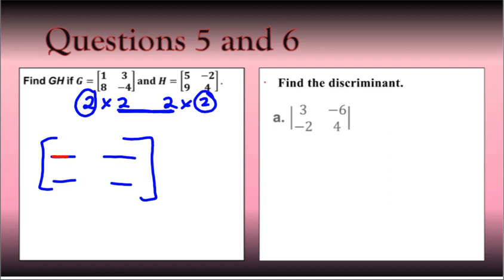So this first blank right here, this is row 1, column 1. So I have 1 times 5 is 5, 3 times 9 is 27. So 5 plus 27 is 32. This one right here is row 1, column 2. So 1 times negative 2 is negative 2. 3 times 4 is 12. So negative 2 plus 12 would be 10.